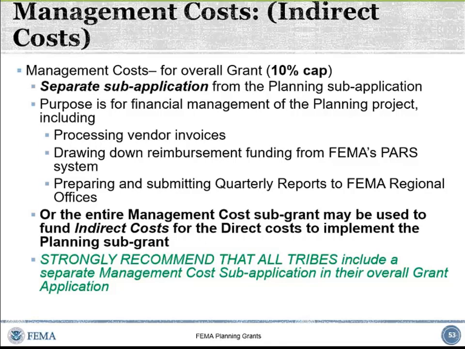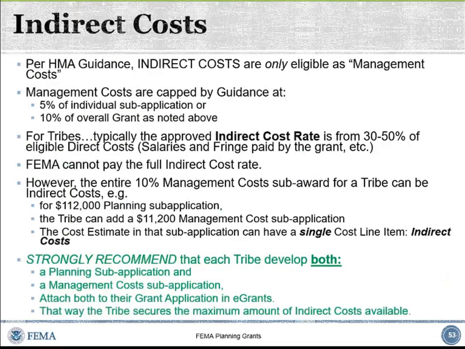You won't get indirect costs if you don't ask for them in your management cost grant, okay? So it's a management cost sub-application. Please, please, please think about that. And please realize that's a separate sub-application from your planning sub-application, and both of those sub-applications roll up into your grant application. Here's a whole bunch more on indirect costs that I just explained. I won't go back over that because it's pretty self-evident, but I wanted to have this information in here for your future reference. It's quite a bit of detail.